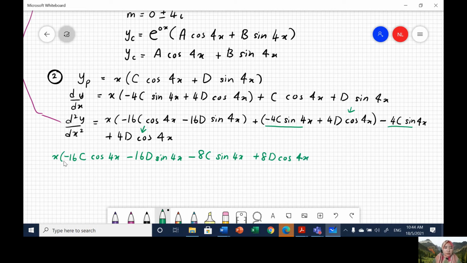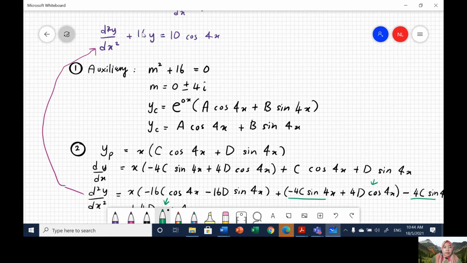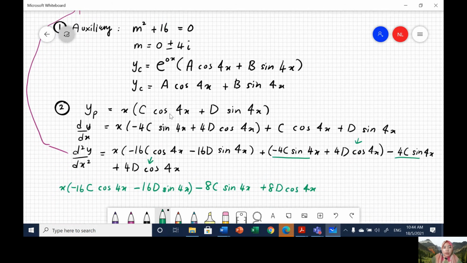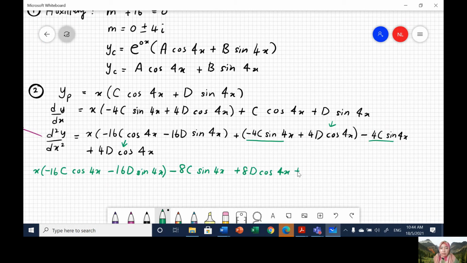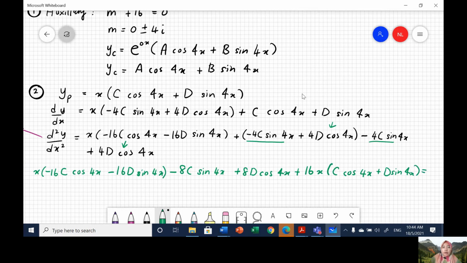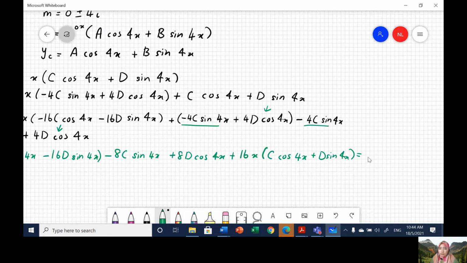Since this one is in bracket, again, then we have plus 16y. This is our yp. So I will just times out with the plus 16, plus 16x, and c cos 4x plus d sine 4x equal to the right hand side, which is 10 cos 4x.